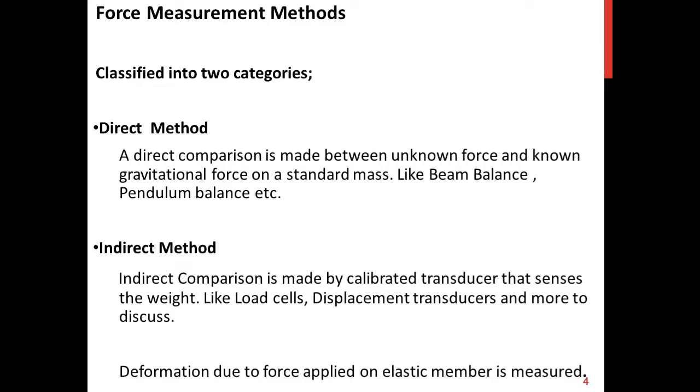The indirect method is an indirect comparison of the force to be measured through sensors that sense the weight, like load cells, displacement transducers, and more. Deformation due to the force applied on an elastic member is measured. Actually, almost all the transducers that I discuss are usually made of an elastic element. Elastic elements possess elasticity in their behavior, following the linear behavior of Hooke's law whenever force is applied. As a result, it produces strain, elongation or compression in its output within its elastic limit. So all the deformations are basically measured within the elastic limit of the instrument.